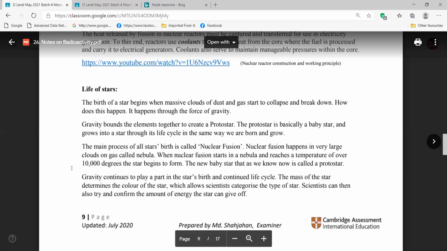Gravity continues to play a part in the star's birth and continued life cycle. The mass of the star determines the color of the star, which allows scientists to categorize the type of star. Scientists can then try and confirm the amount of energy the star can give off.